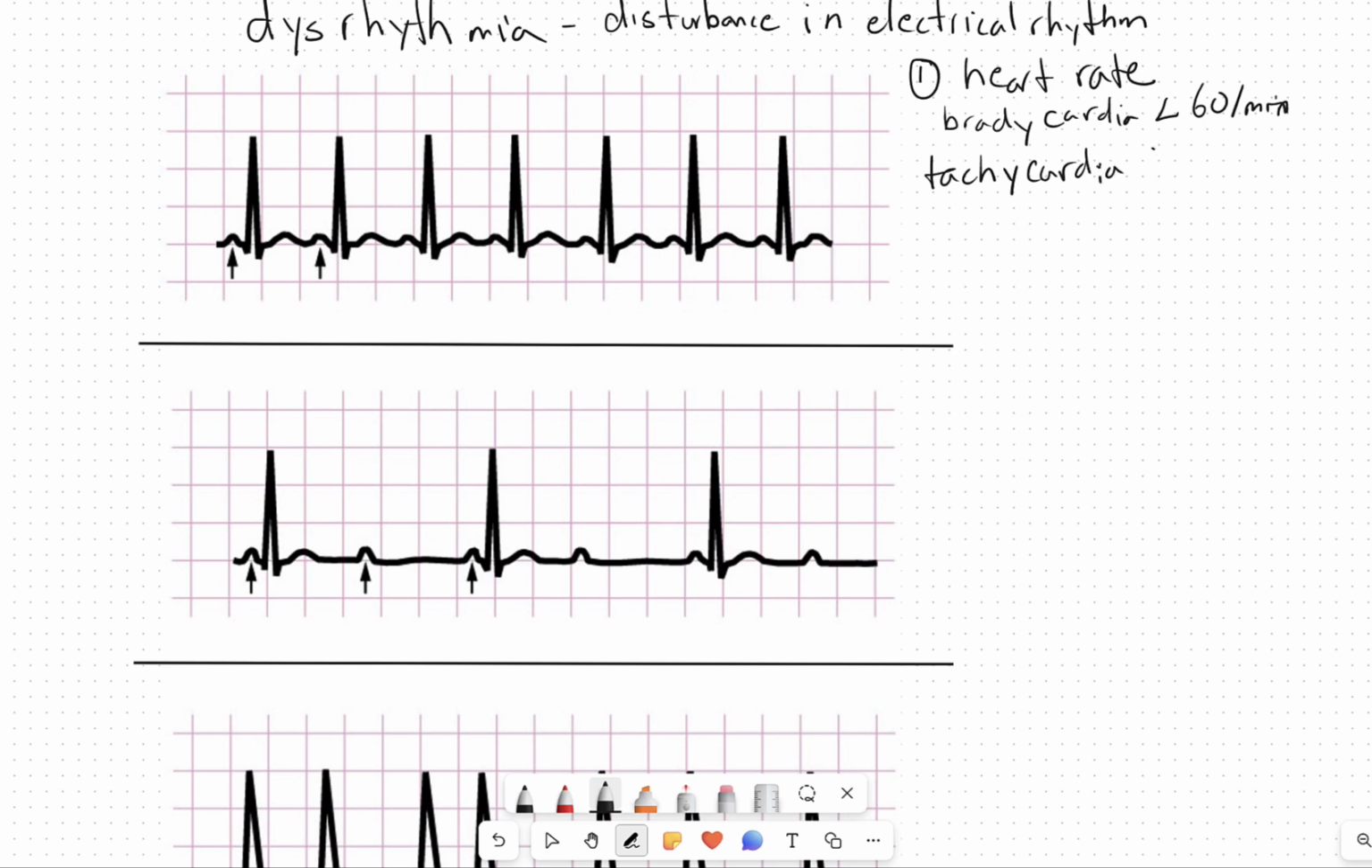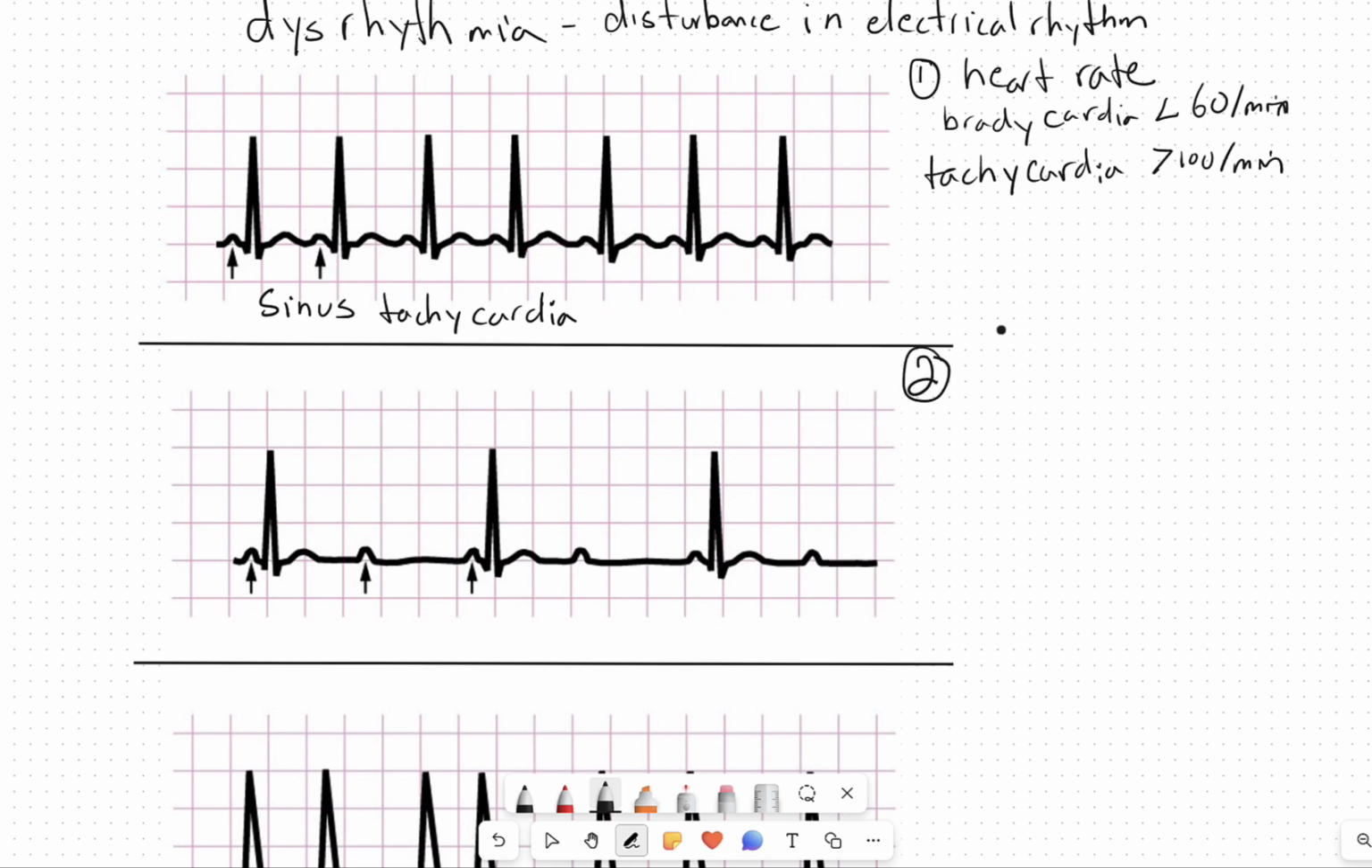The graph shown here is called sinus tachycardia. Sinus meaning that it is a normal rhythm. Each of the heartbeats shows a P wave, a QRS complex, and then a T wave. And so the sinus rhythm is normal. However, it is just happening rapidly. So it looks like this heart is beating correctly, just quickly.